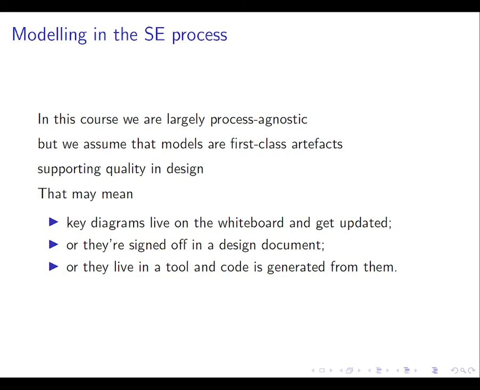I'm not so interested in diagrams which are just introduced for one discussion and then rubbed off at the end. Or it might mean that they're signed off in some design document, or it might mean that they live on in a tool and in fact the code is generated from the models rather than being written separately. So this corresponds roughly to the 3 different ways of using UML that we talked about before. And this is the key idea, that the models are going to support quality in design. This is all about how we can produce a high quality design that will enable us to build high quality software in the end.